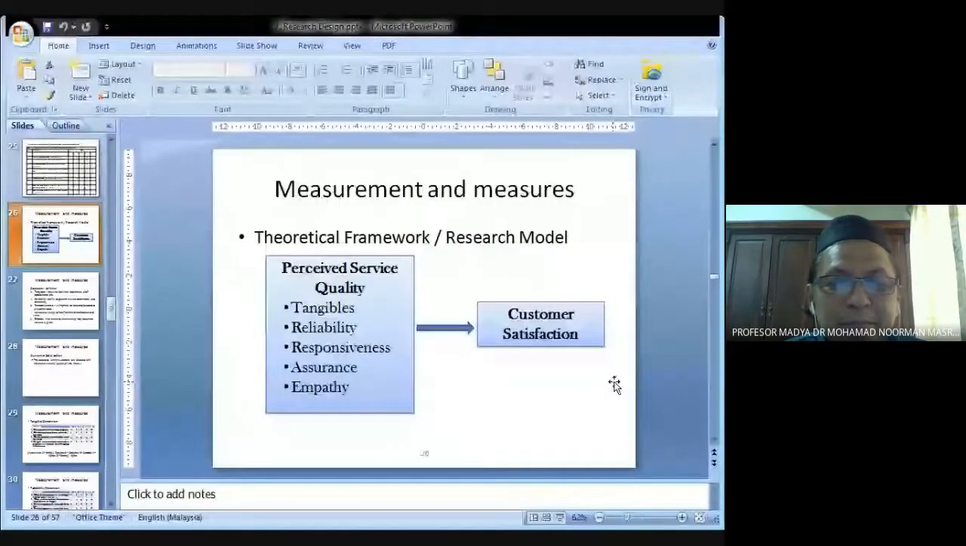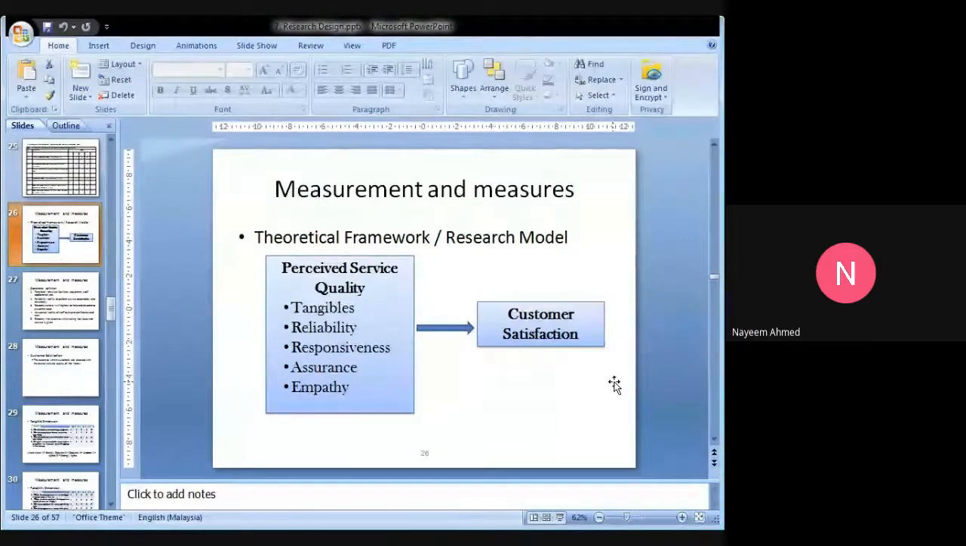Let's look at this slide which you are so familiar with, because I've been using this sample of framework for years. I have not updated my slide for quite a long time, but I think it's still relevant. Can you all see my slide? Yes, we can, Doctor. All right, good.